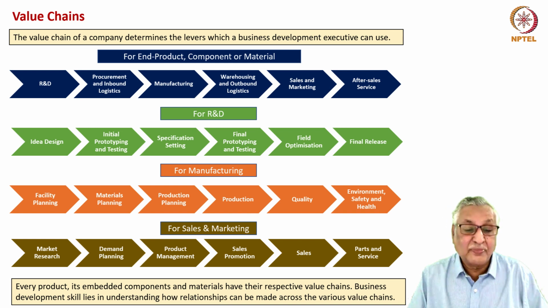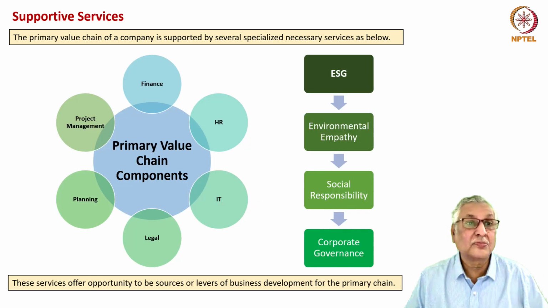Every product, its embedded components and materials have their value chains, which must be clearly understood by the business development executive. Business development skill lies in understanding how business relationships can be made across the various value chains between the company and the customers. Apart from the primary value chain of the company, we have several specialized corporate services or supportive services as below: finance, human resources, information technology, legal, planning, and project management.